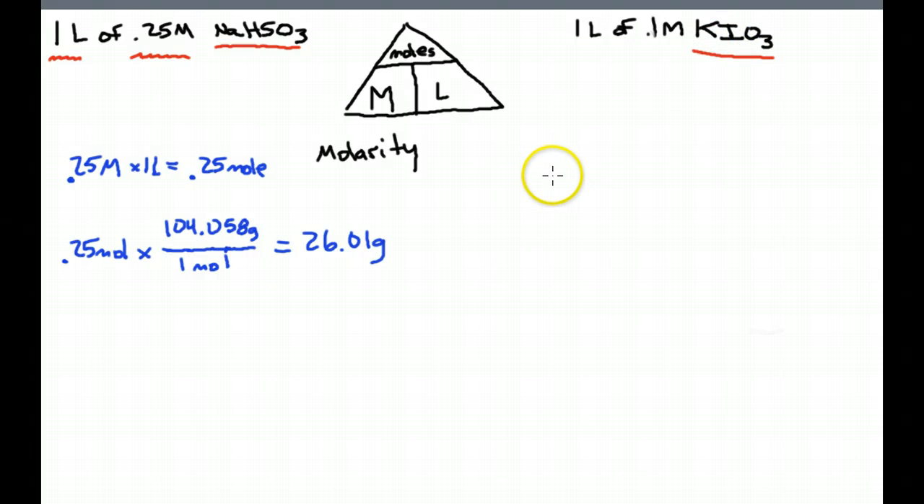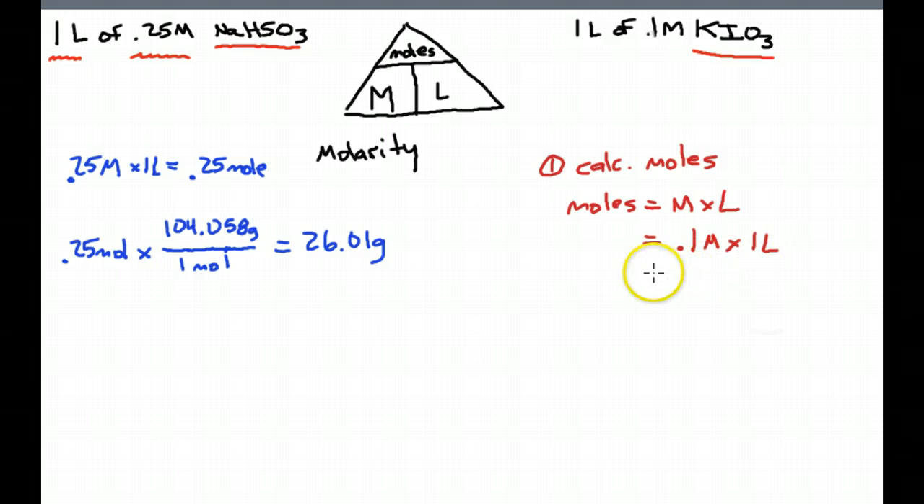Math is very similar. Molarity times liters will get you moles. So for step one, I'll actually write the steps out this time. Calculate, I'll shorten that to calc, moles. Moles, just like we showed in class, is molarity times liters. Our molarity is 0.1 molar. Our volume is 1 liter, so we need 0.1 moles of this potassium compound.